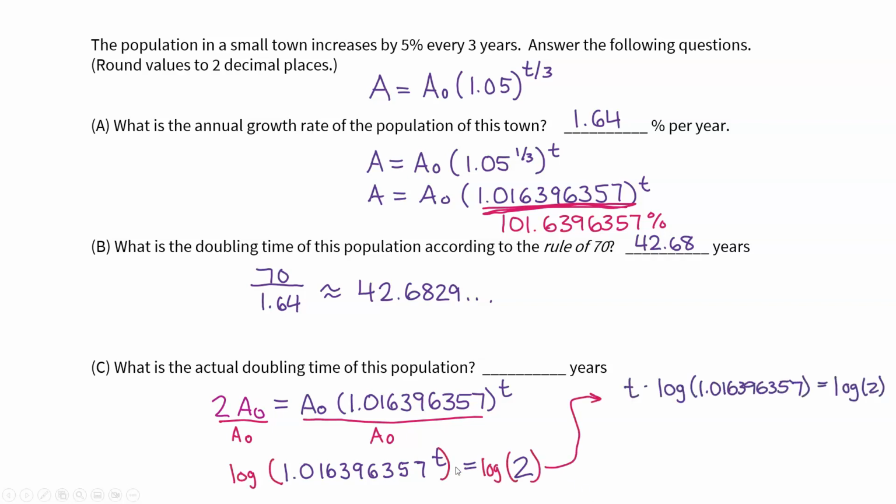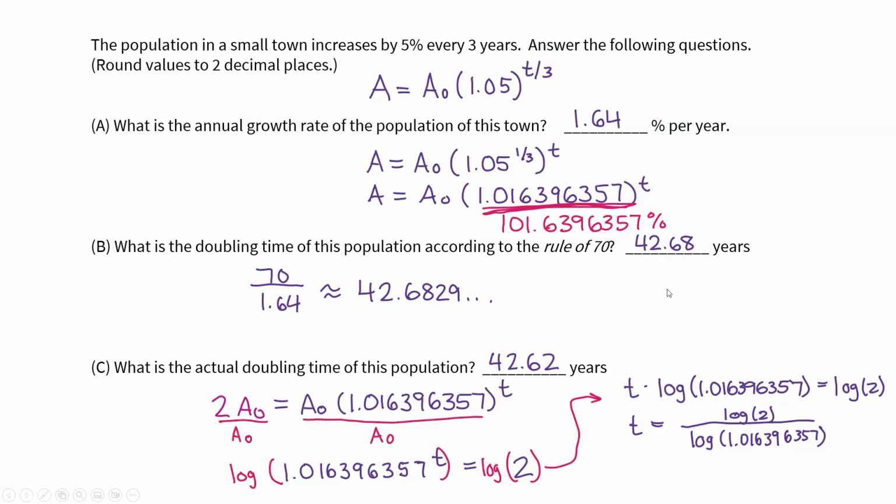And what that does on the left-hand side is allows you to multiply the t in front and just have the log of this number equaling the log of 2. And therefore, t is going to be the log of 2 over the log of 1.016 and change.